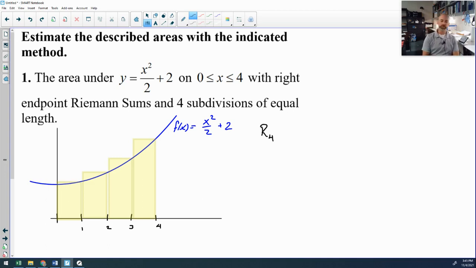And this one's not too hard. If you're going from 0 to 4 with 4 subdivisions, each rectangle will have a change in x of 1. But if you want to kill it dead and use our little formula, your delta x is b minus a divided by the number of subdivisions. And in this case, that would be 4 minus 0 divided by 4. And we get a delta x of 1. And so each of these rectangles has a base of 1, obviously.